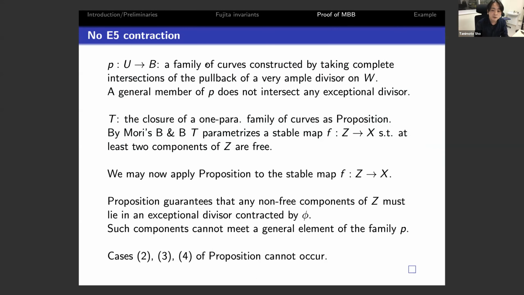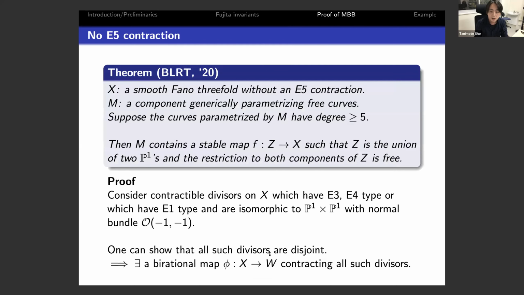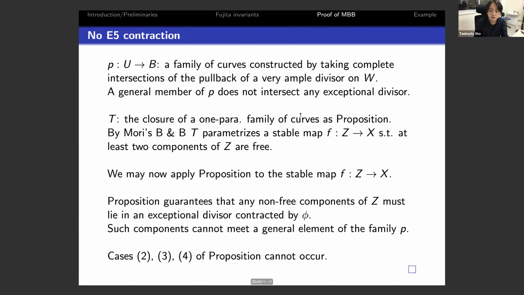Now take the family of curves constructed by taking the completed section pullback of a very ample divisor on W. Then a general member of P does not intersect any exceptional divisor of this contraction, right? Because this is based, and a pullback of these things. So it avoids codimension two loci.